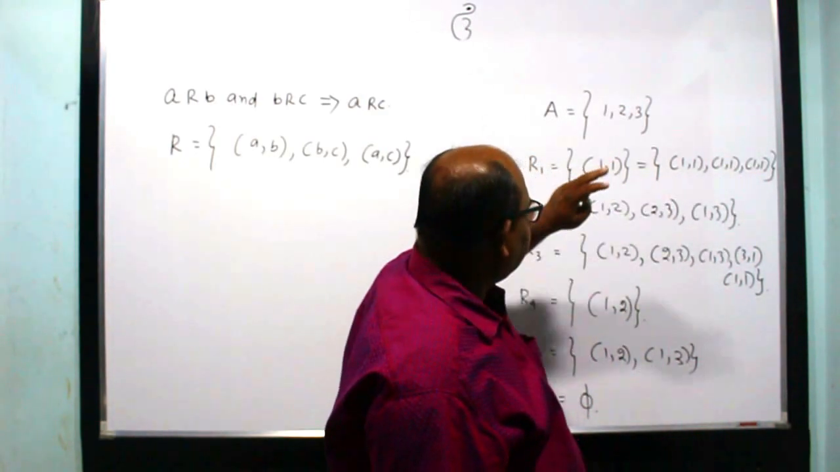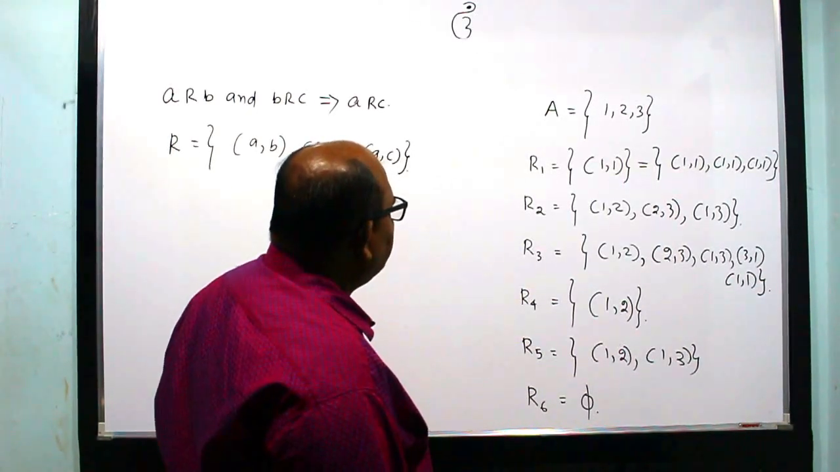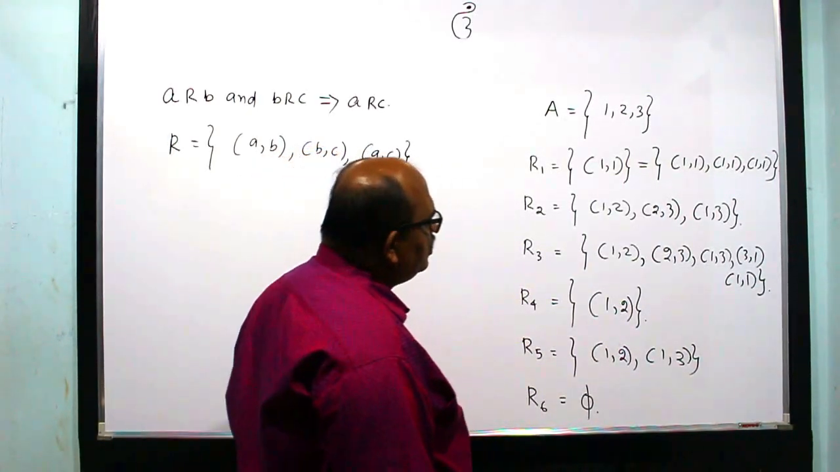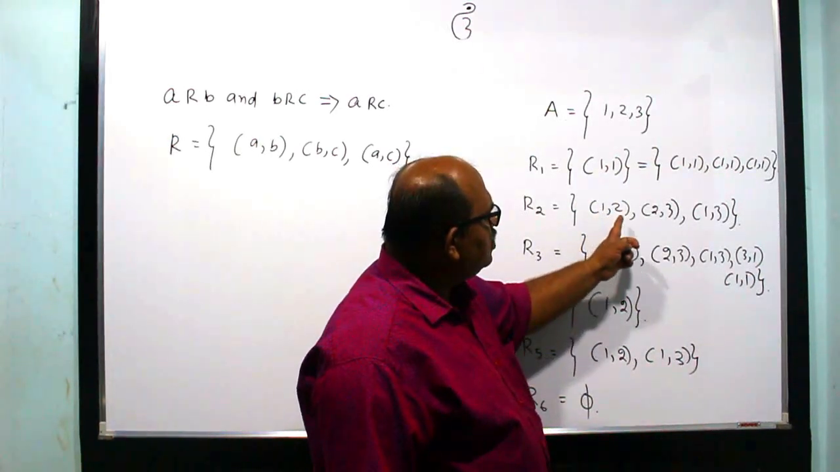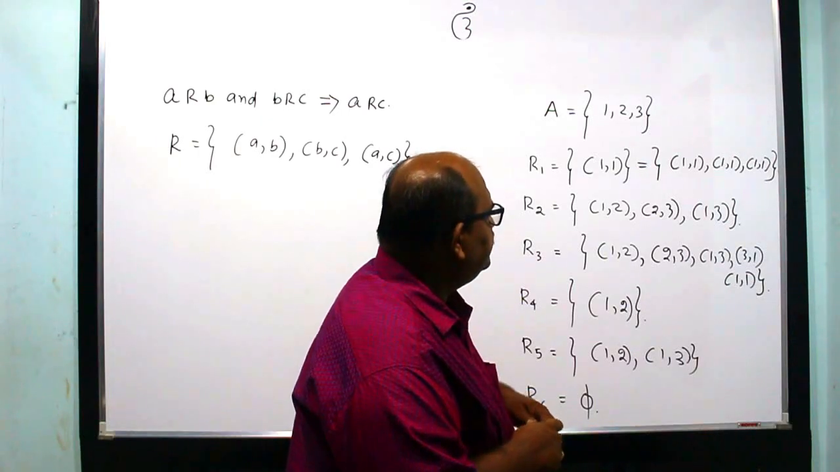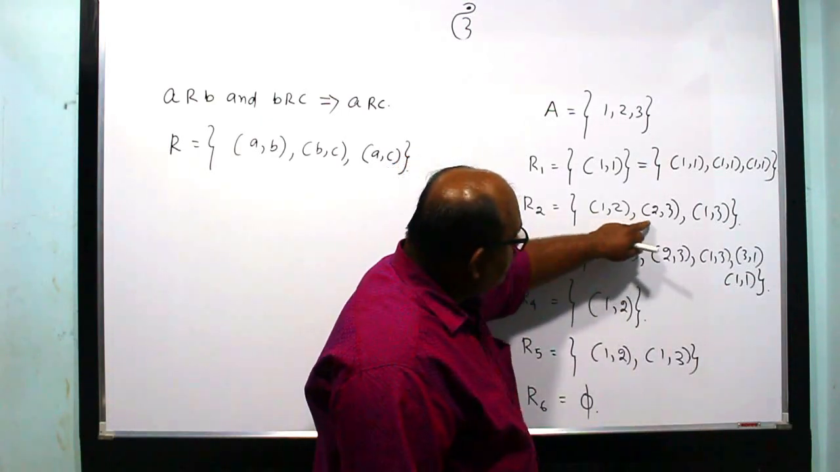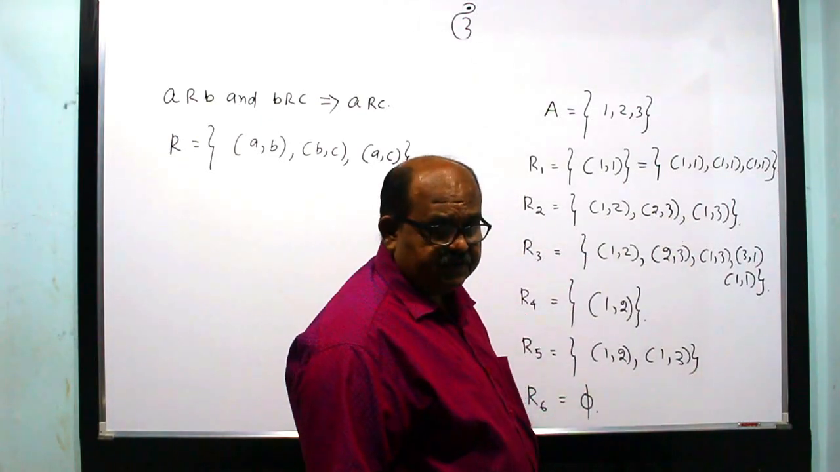So this is transitive. R1 is equal to {(1,1)}, and (1,1) is transitive. Now come to R2. R2 is equal to {(1,2), (2,3), (1,3)}. Is it transitive? Yes. We have to check every ordered pair for the transitive test.